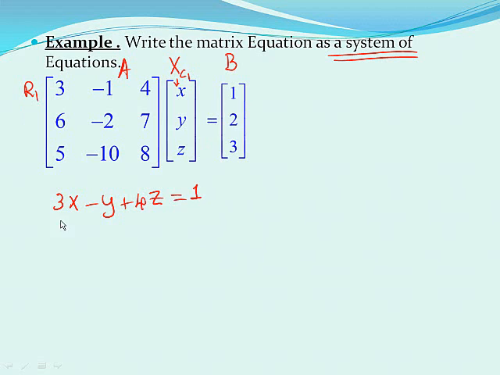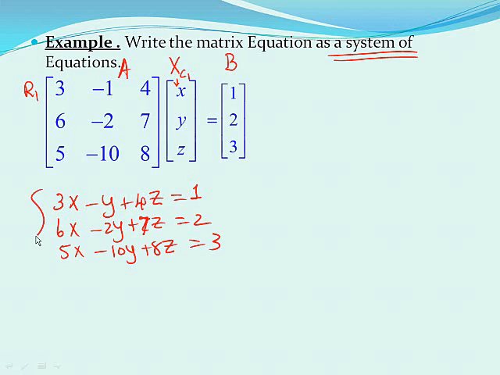So we need to repeat this. 6 times x minus 2 times y, 7z equal to 2. And the last equation in the system will be 5x minus 10y plus 8z equals 3. So these three equations taken together are the linear system corresponding to AX equal to B given.